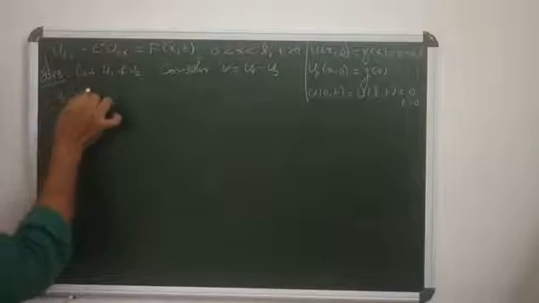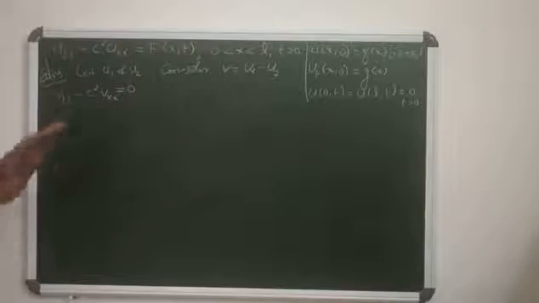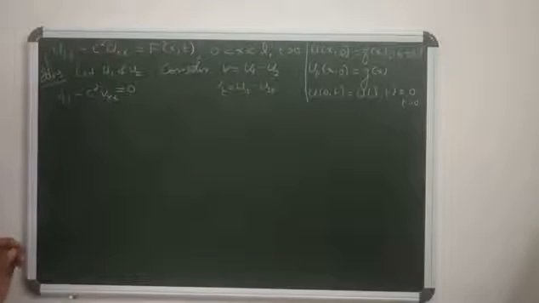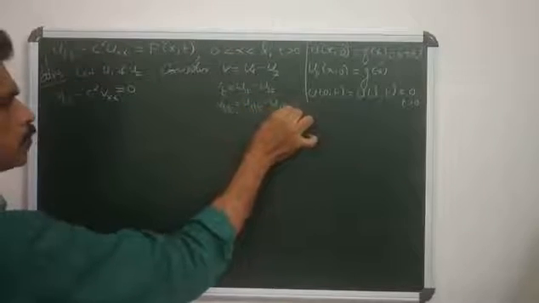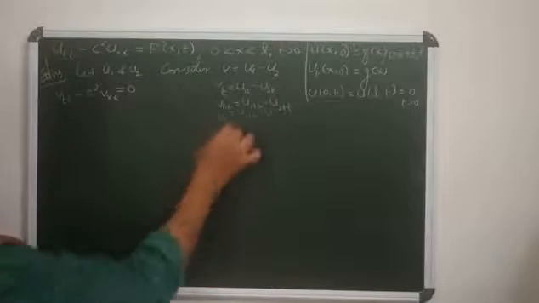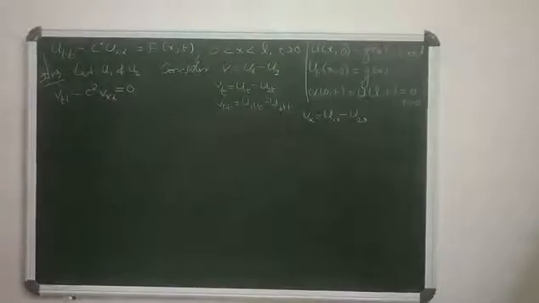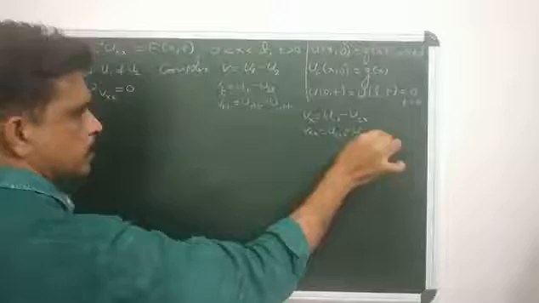v_tt minus c squared v_xx equals 0. Consider v equals u1 minus u2 as a solution of the corresponding equation v_tt minus c squared v_xx equals 0. So what is v_t? v_t is u1_t minus u2_t. What is v_tt? v_tt equals u1_tt minus u2_tt. Similarly, v_x equals u1_x minus u2_x, and v_xx equals u1_xx minus u2_xx.